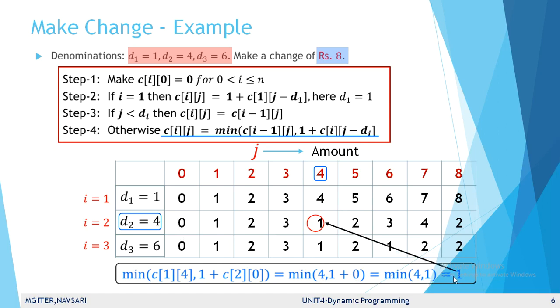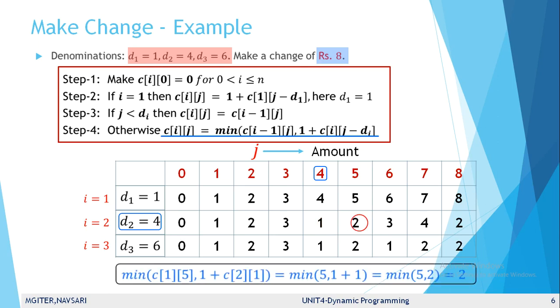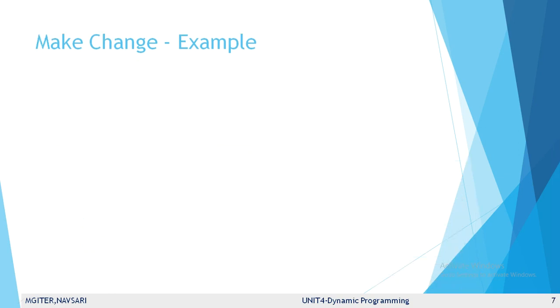So 1 coin. And the second condition is the same: j is greater than di, we use the same condition here. So the minimum of 5, comma, 2 is equal to 2. So we use 2 coins of 4 units.